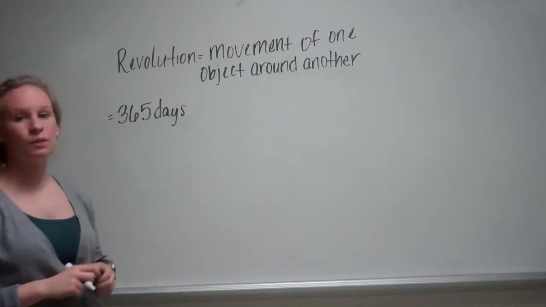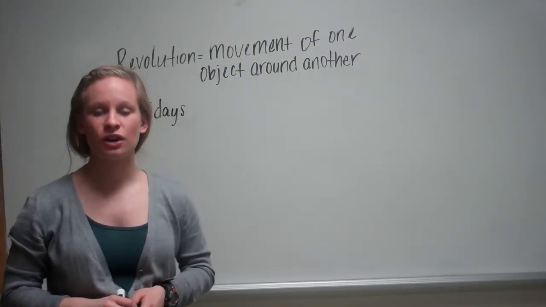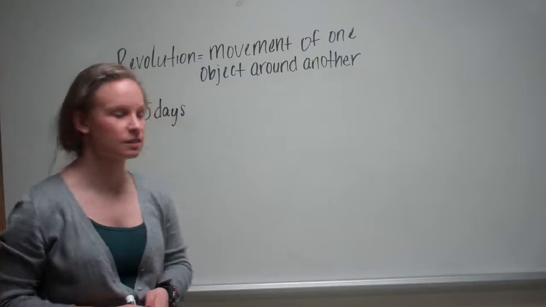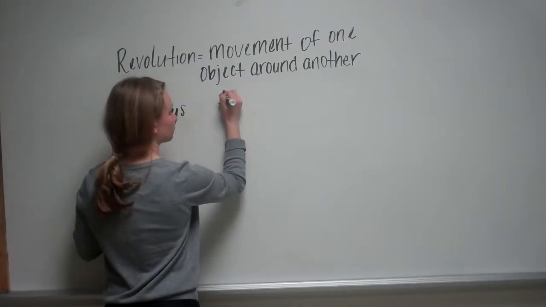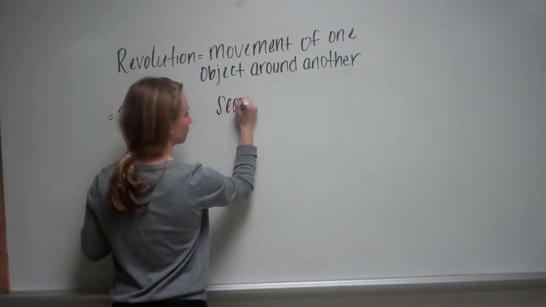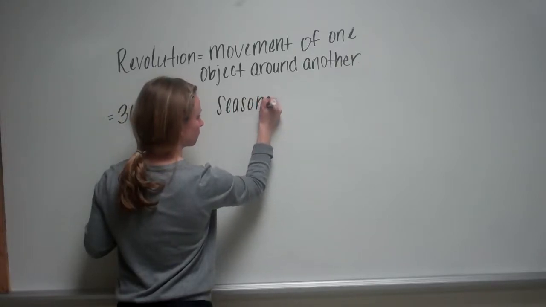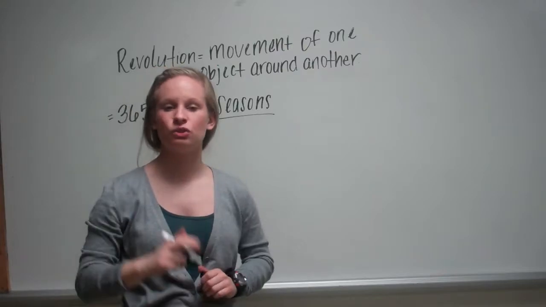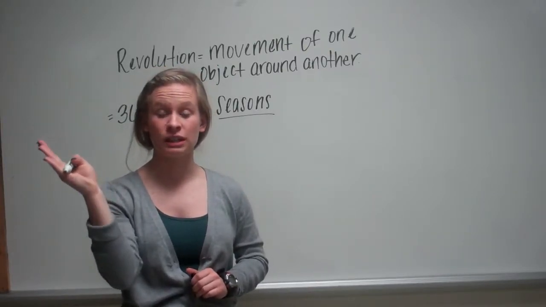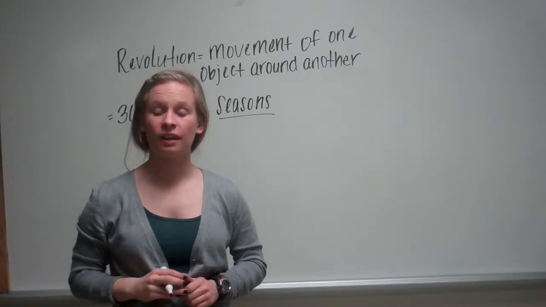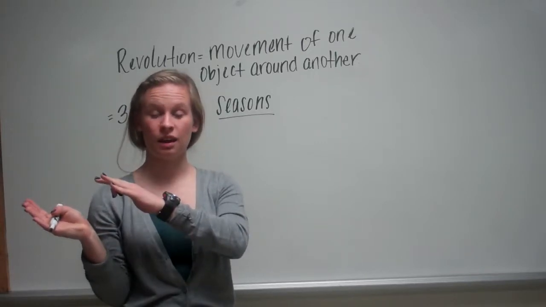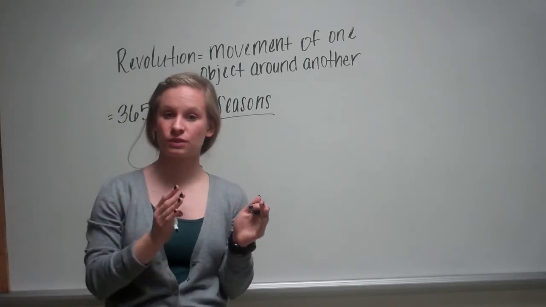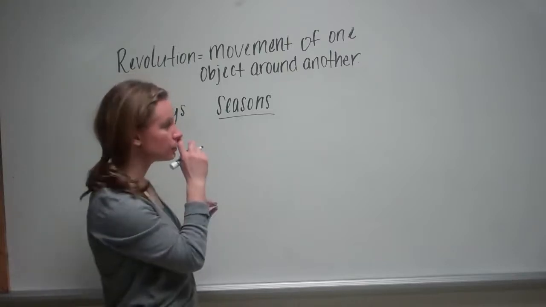Okay, and as we are moving around the sun, we start experiencing what we call seasons. And that is because as we travel around the sun, due to the 23.5 degree tilt of the Earth, we are not facing the sun as much during certain times of the year. So let's do a little image of this.